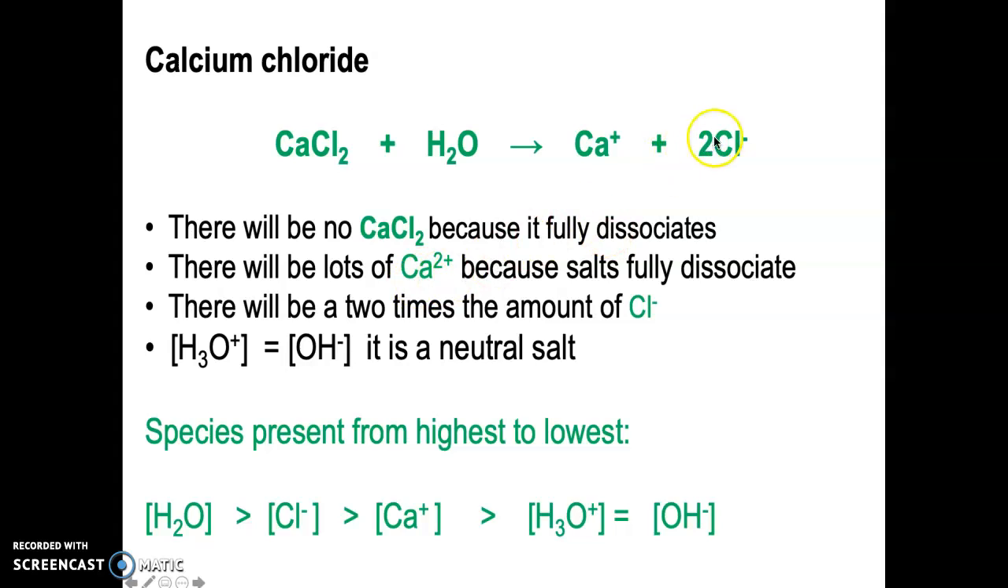Now you do produce 2 chloride ions for every calcium, and so that is why your chloride ions come before the calcium. You are going to have double the amount of chloride ions compared to your calcium ions. Now because these ions, calcium and chloride, do not react with water, they will therefore be neutral, and your hydronium and hydroxides will be their standard 1 × 10⁻⁷. They'll be equal. Let's look at the graphical representation.